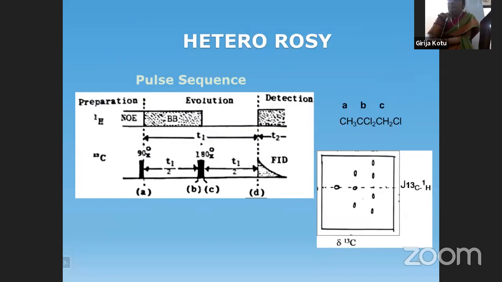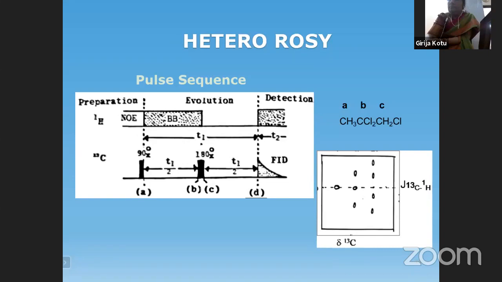So the pulse sequence here, whether it is HETEROSY or HETERO-COSY, whenever you come across the term hetero, you'll have to understand the difference between homo and hetero. Hetero means definitely you will have irradiation in two channels. Irradiation means we'll have to irradiate the sample in two channels. So here, when you consider the pulse sequence, you are giving the pulse in two channels. On the top, you are giving the pulse in the proton channel, and at the bottom, you're giving the irradiation in the C13 channel.